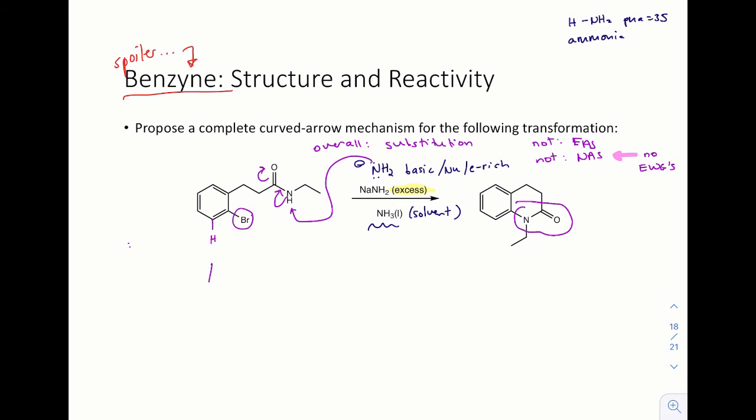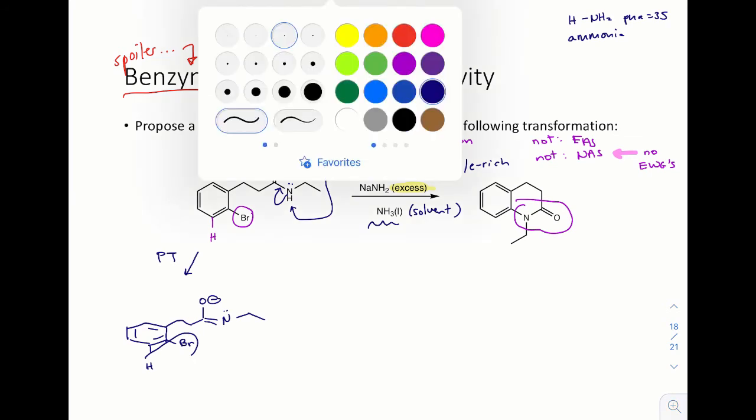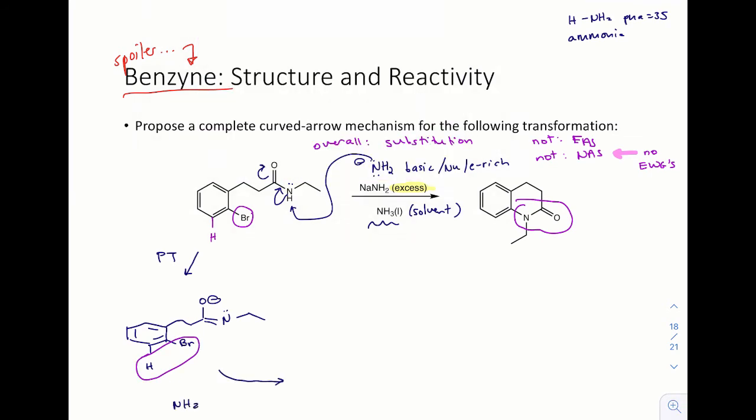where the negative charge is most stable on oxygen. I've drawn out the curved arrows that go directly to the most stable resonance structure, just as we did when we learned about enolates. This anionic intermediate is formed in a proton transfer reaction. Now, from here, elimination of HBr can occur with another equivalent of sodium amide, generating a benzyne.